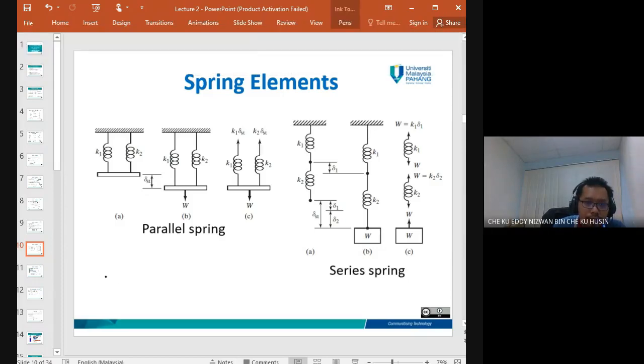okay, if we have a cantilever beam, then we have a mass here, and on top of it we attach another spring. Okay, and then we have another example.